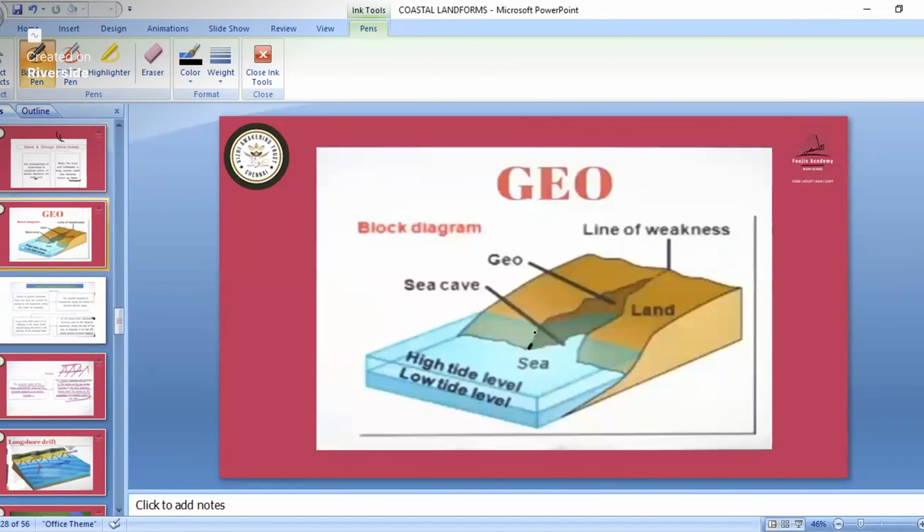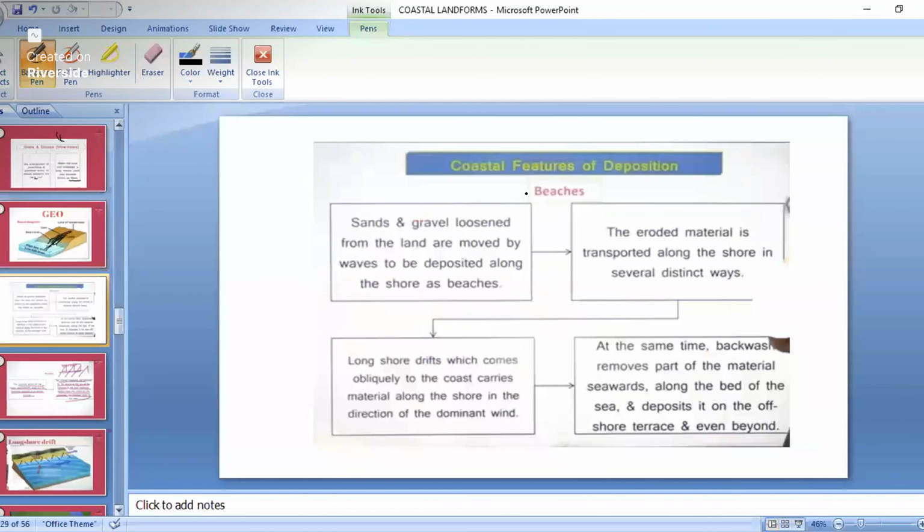So see here, in this diagram you can see that particular gloops part that has eroded. So now it has taken a shape like this. So water will be again flowing and coming back. So this is now the geos. Okay. Now how is the formation of beaches taking place?